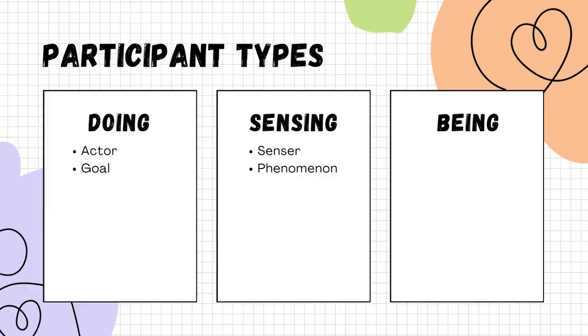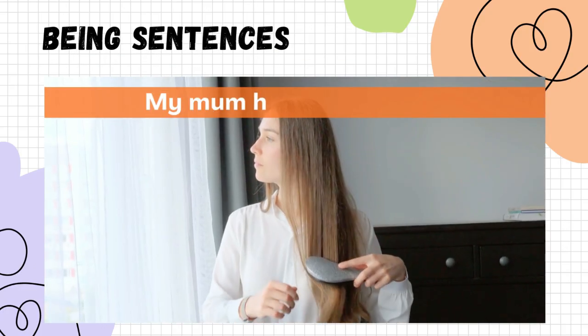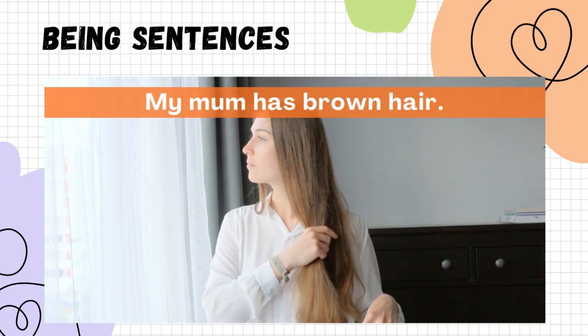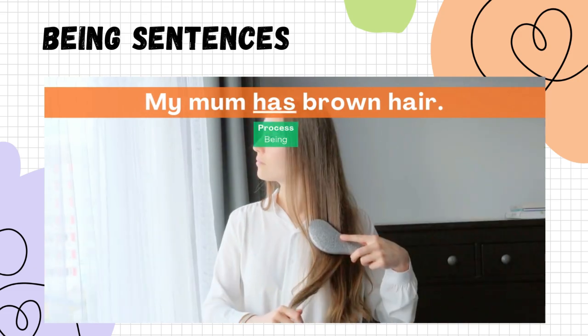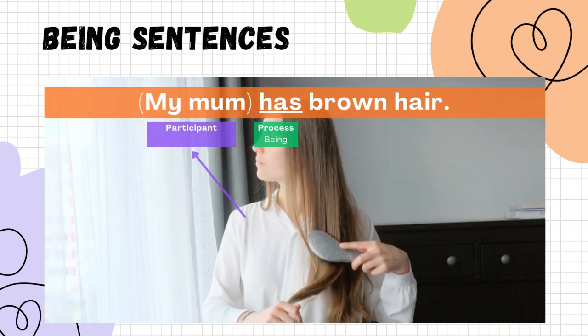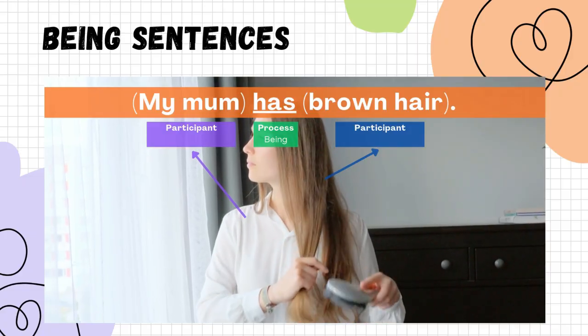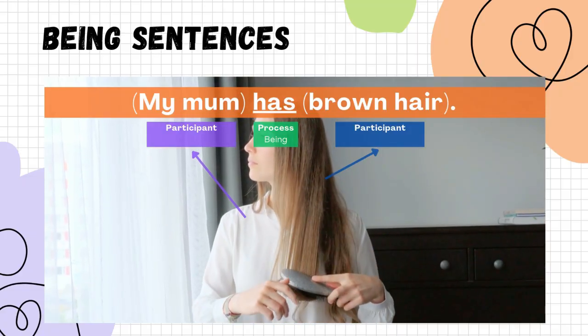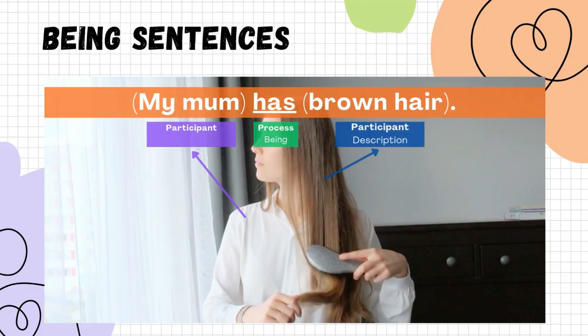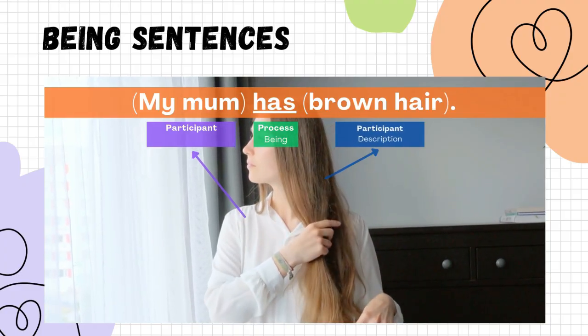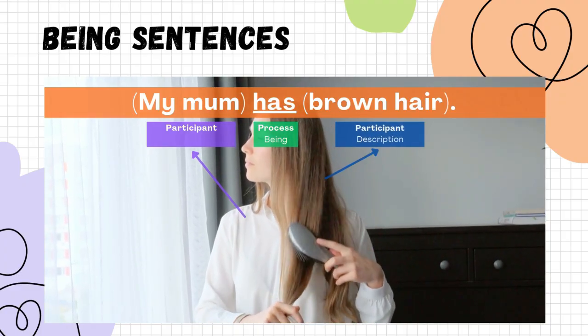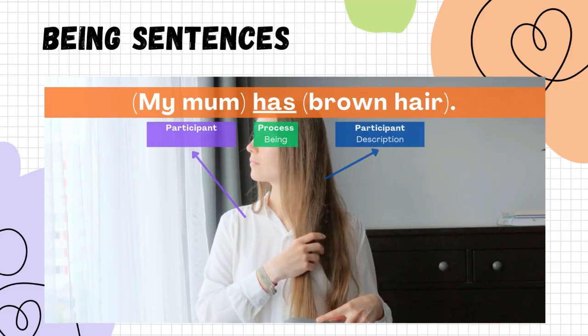Lastly, we have being. Being processes have a carrier and a description or an identity. For example, my mum has brown hair. The being process is has, and the participants are my mum and brown hair. As brown hair is a part of my mum's physical description, we call this participant description. And as it's my mum that's possessing or carrying this physical appearance or description, we call that participant the carrier.